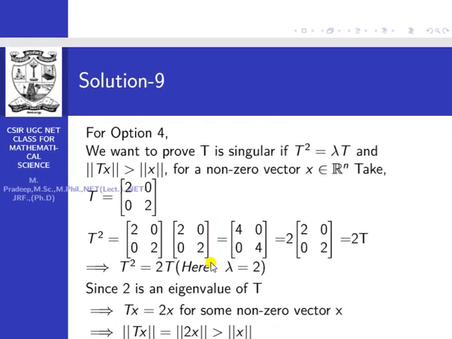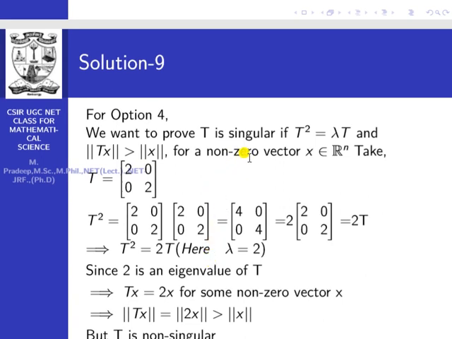ஆப்ஷன் 4க்கு போனீங்கன்னா, you want to prove that T is singular. ரெண்டு கண்டிஷன் கொடுத்துருக்காங்க. norm of Tx greater than norm x, and T square equal to lambda T is a common condition, ஓகேவா? Hypothesis T square equal to lambda T. ரெண்டுத்தையும் யூஸ் பண்ணி we want to prove that T is singular.